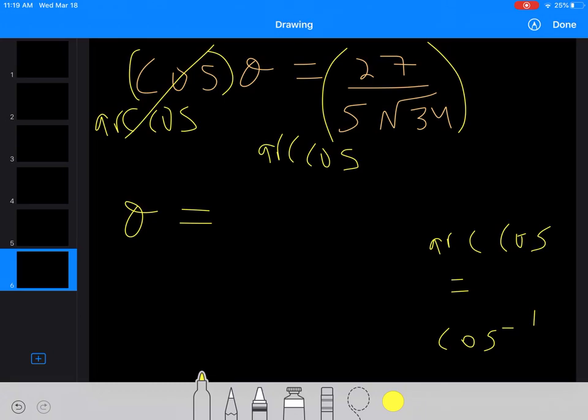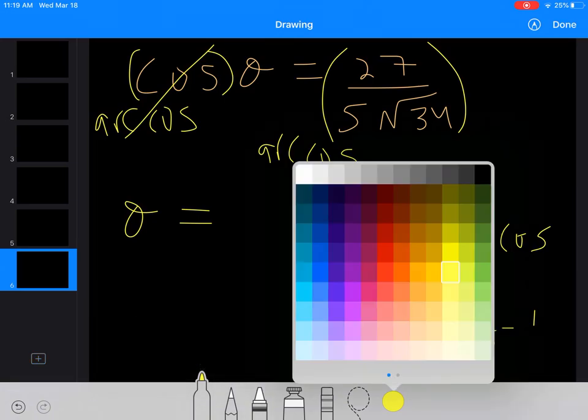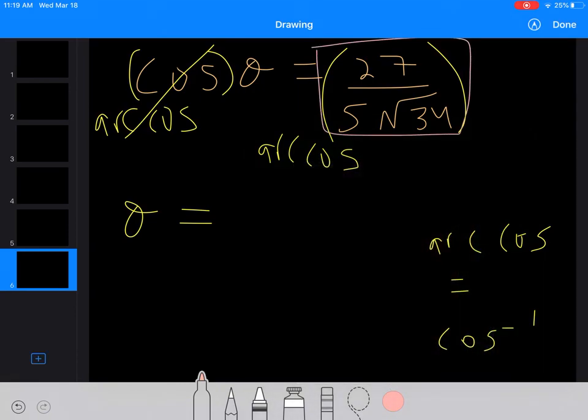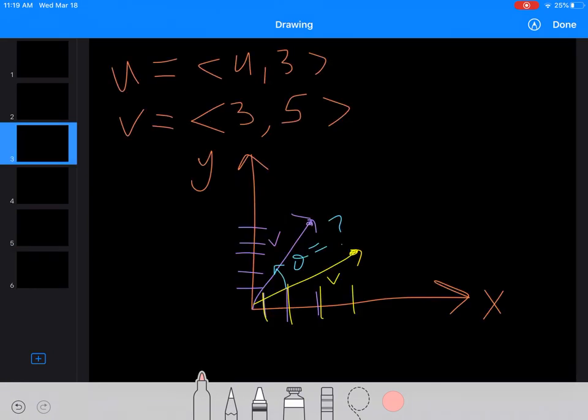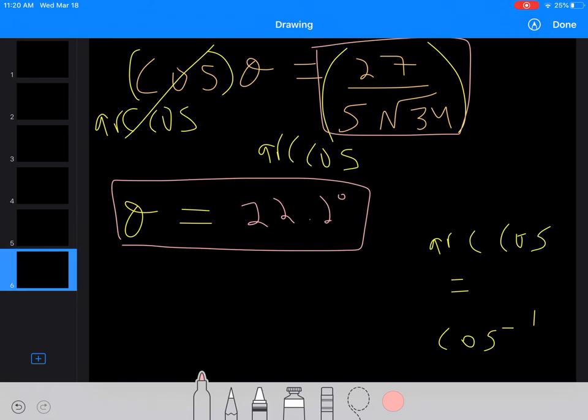So when we put this in our calculator, we want to remember to put all of that in the calculator. So do cosine inverse, parentheses, 27 divided by 5 times the square root of 34, just so we get an accurate answer. And we'll get about 22.2 degrees when we get done with that. So if we go back to the diagram, this angle would be 22.2 degrees. All right, let's look at one more.